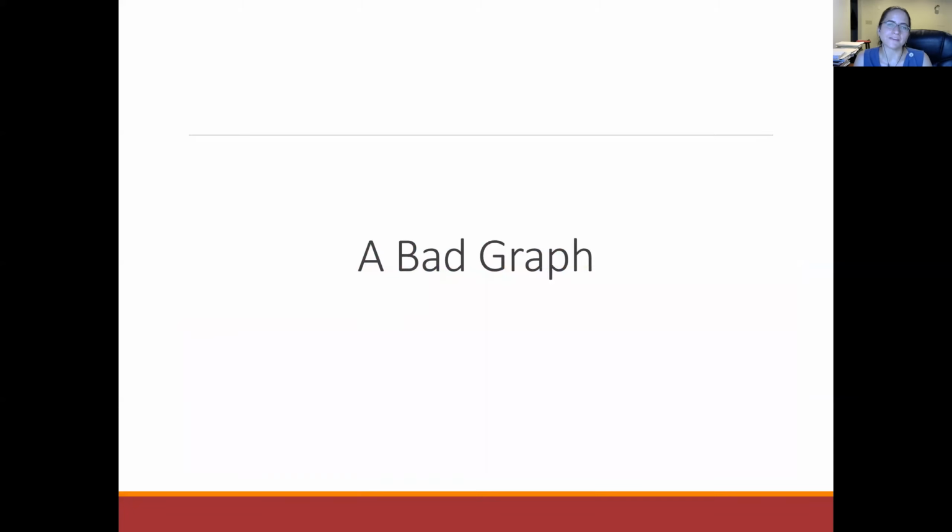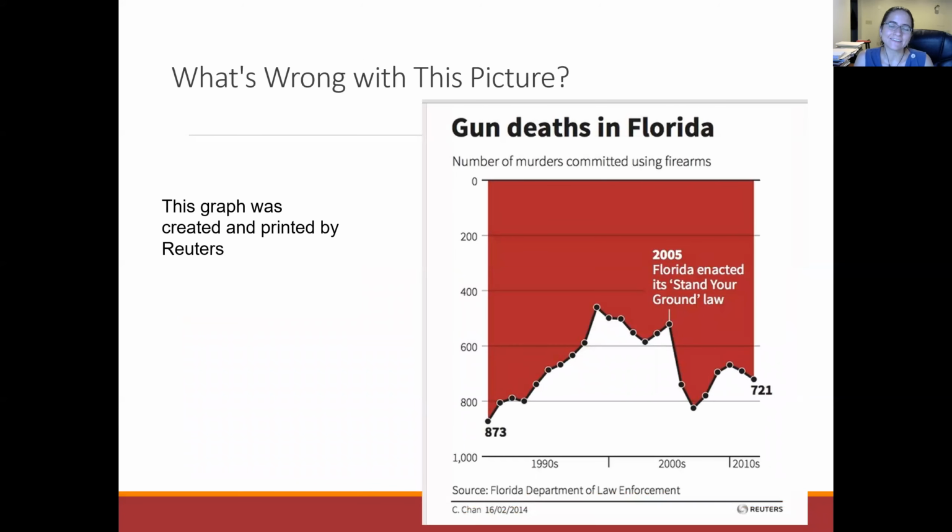So let's briefly talk about a bad graphic, and this one really makes me irked. This is an old news story, but it was a pretty egregious one. This was a graphic that was created and printed by Reuters, which is a really major news organization in the United States. They create a lot of the content for the articles that you read in your major publications like the New York Times or the Wall Street Journal. And this graphic shows the number of murders committed using firearms over time in Florida. And it highlights one particular instance. It highlights 2005, when Florida enacted stand your ground laws.